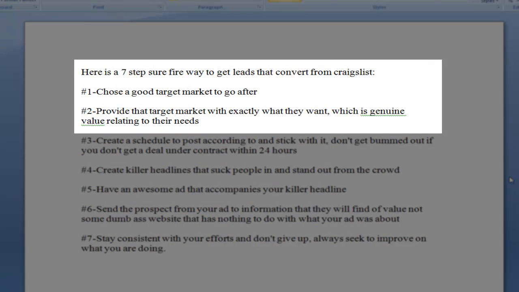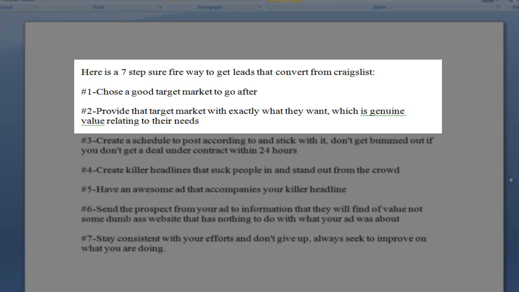So number 2, once you choose your target market, you're going to need to provide that target market with exactly what they want, which is really genuine value relating to their needs. Because if you find the target market and you're not giving them what they want, then the strategies aren't going to work, regardless of what strategy you use, because you're not giving them what they want. It's that simple. You have to give people what they want. After you've identified who you're going after, you need to identify exactly what that group of people really want. It's that simple. All right?